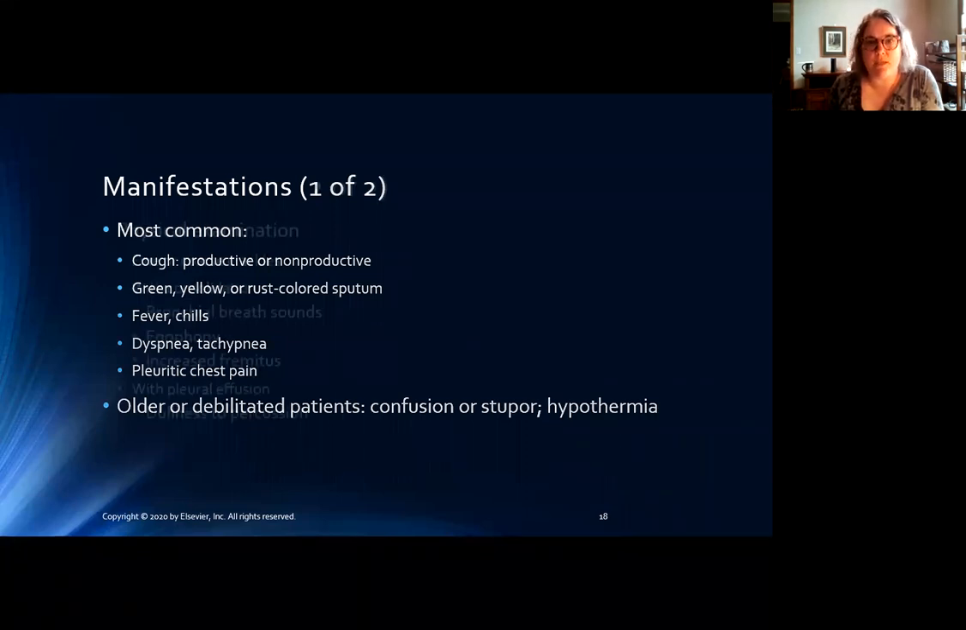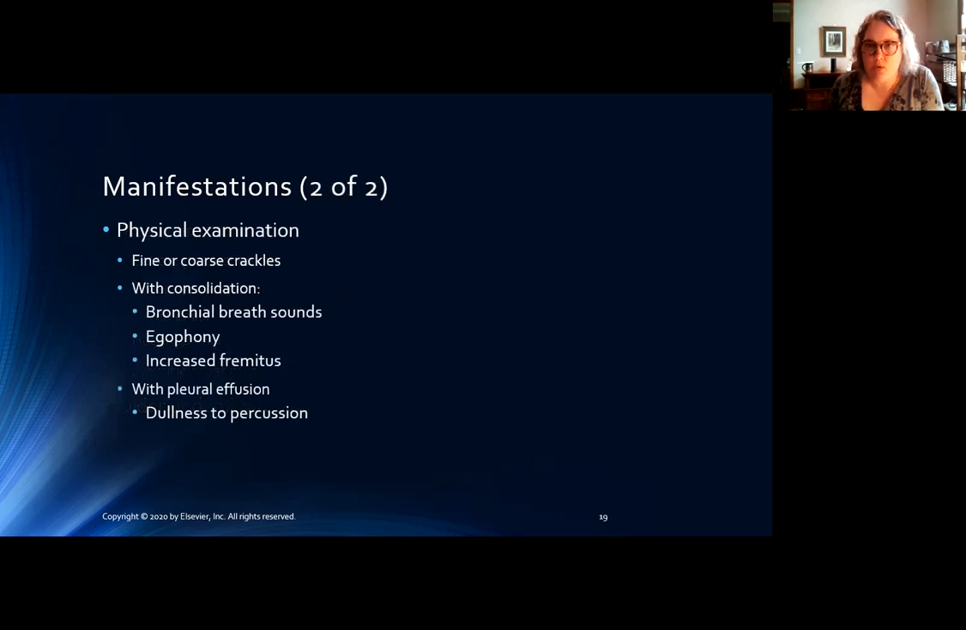When we do our physical exam, we will hear with our handy dandy stethoscopes some fine or coarse crackles. Fine crackles sound like if you were rubbing your hair next to your ear. That is that air kind of moving through little bits of accumulation in the lungs. You can have coarse crackles.